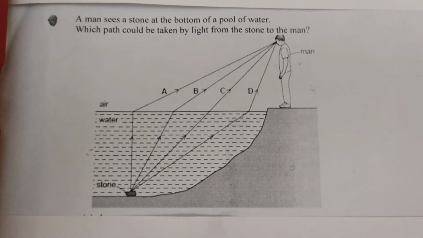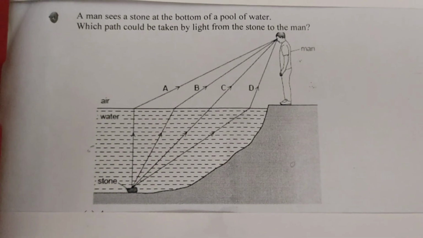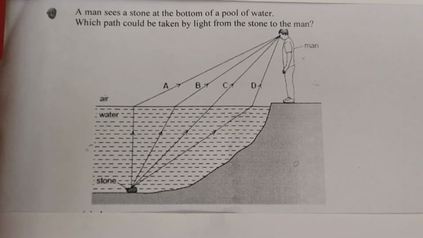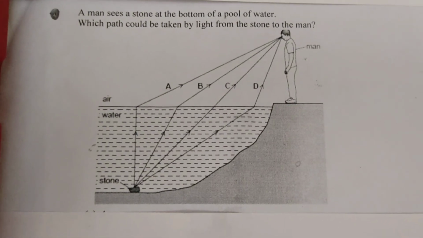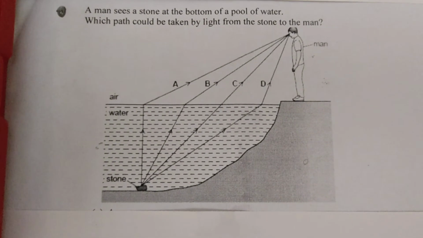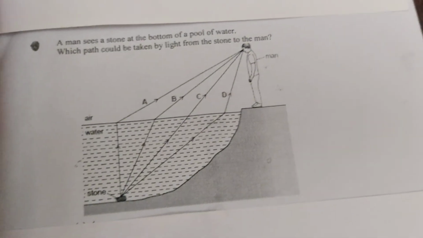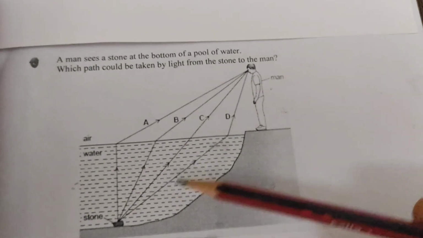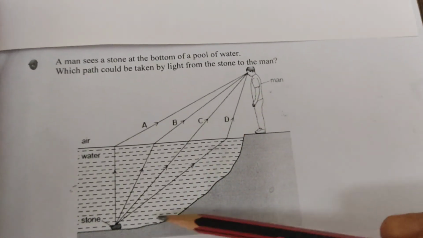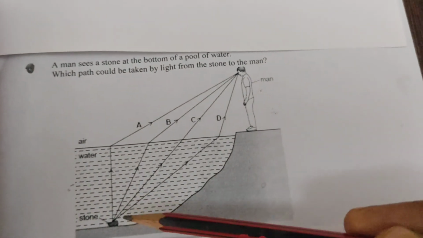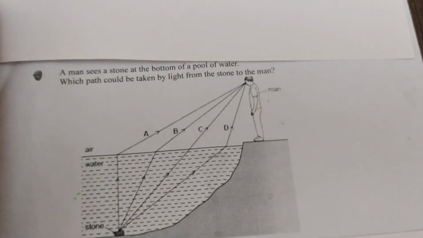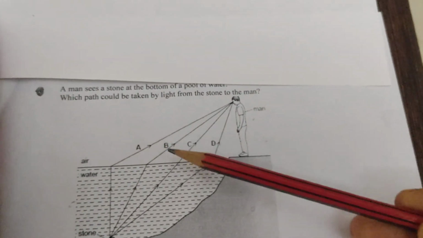So now the next MCQ is, a man sees a stone at the bottom of a pool of water. Which path could be taken by light from the stone to the man? Okay, so here they have shown a pool. Okay, this is a pool of water. A man is standing here. A stone is placed here. Which path could be taken by light from the stone to the man? There are 4 rays drawn, so you have to choose a correct path. A, B, C, D. Okay.